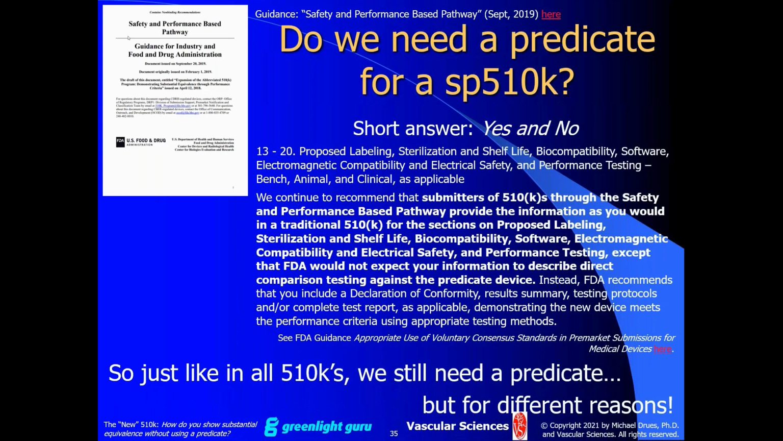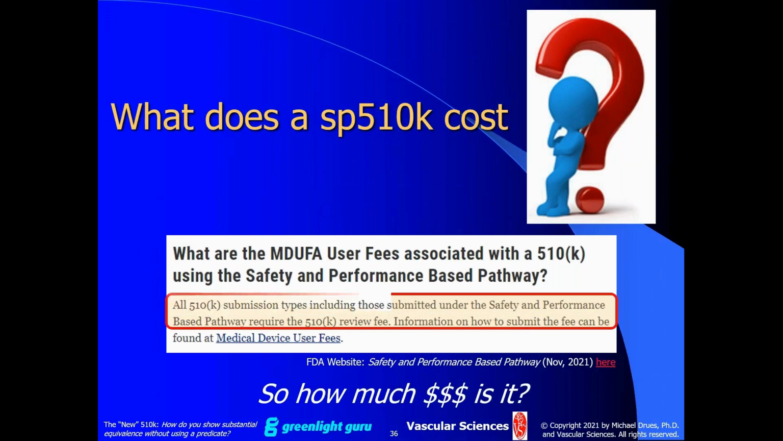That's just noise. So the thing to remember, and again, it takes a little bit of mental thinking to connect these dots: if we do an SP 510K and we're not using a predicate to show substantial equivalence in a performance sense, we still need a predicate to show substantial equivalence in the other senses, as I talked about before. I hope that makes sense.